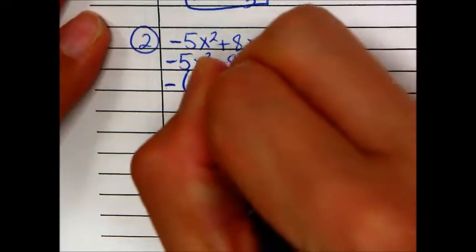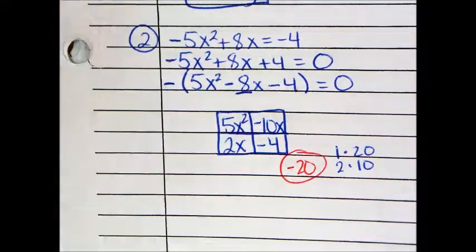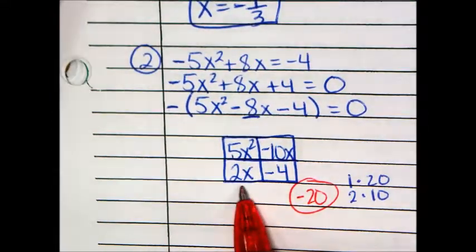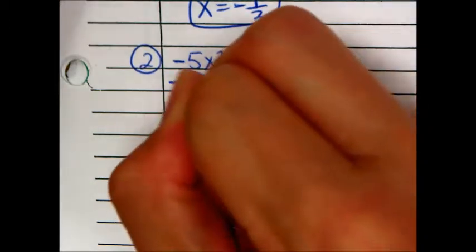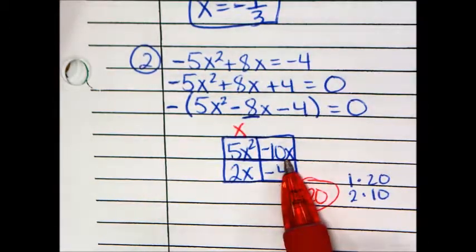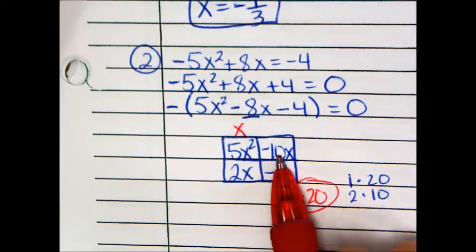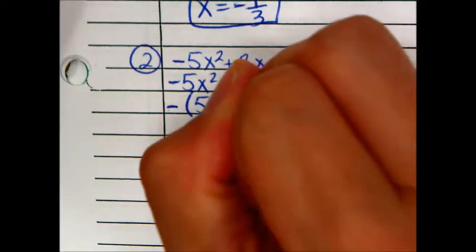So you need a negative 10 and you need a positive 2. And then I'm going to go through and write my common factors. 5x squared and 2x can be divided by x. Negative 10x and negative 4x, or negative 4, sorry. Those can both be divided by 2.